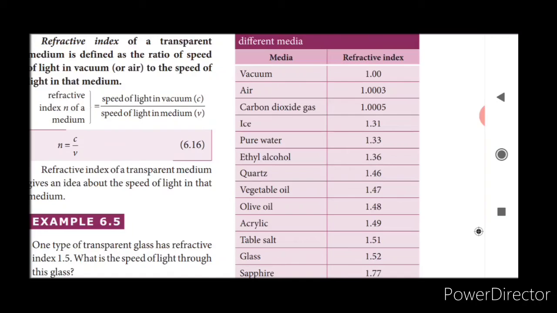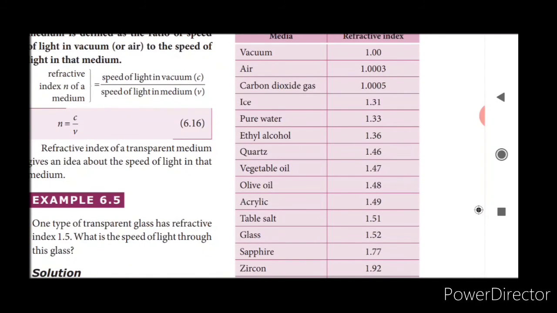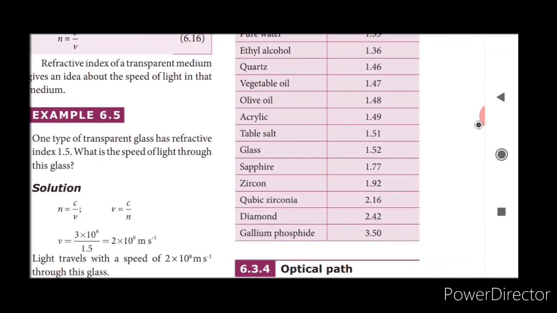Refractive index of the different media. Look at the table, they have given a lot of things. Okay, for vacuum the refractive index is 1.0001, and that means 3 into 10 power 8 meter per second. Okay, water, look at the pure water, 1.33 is very important. And for sapphire and zircon, which have a high refractive index, and diamond 2.42, and gallium phosphate is 3.50. Okay, mostly we are using the 2.42.